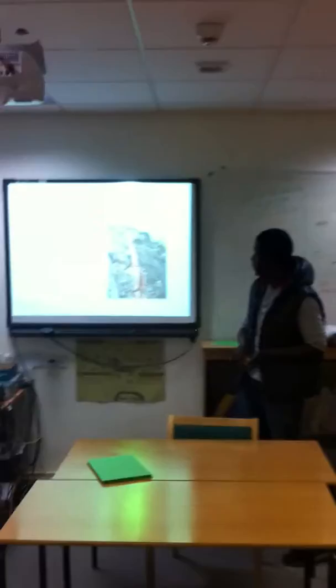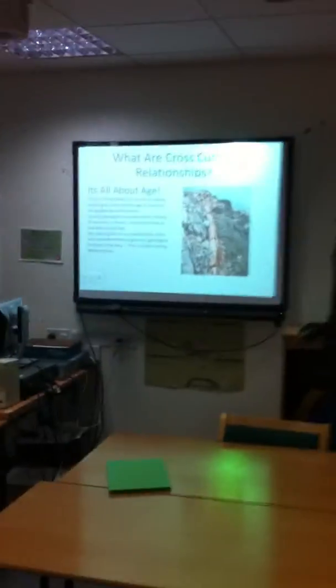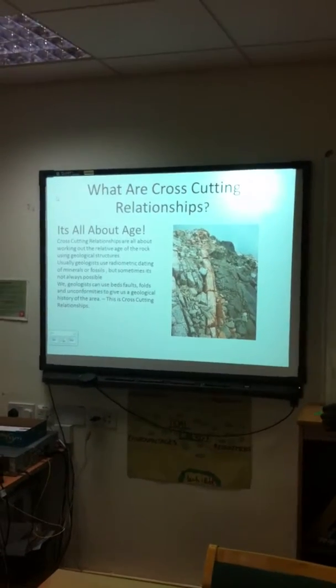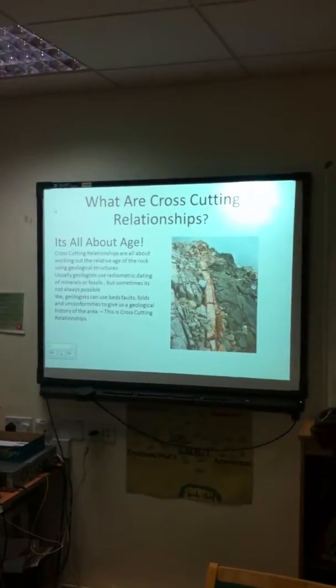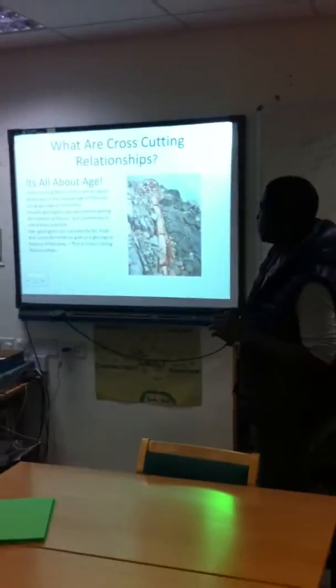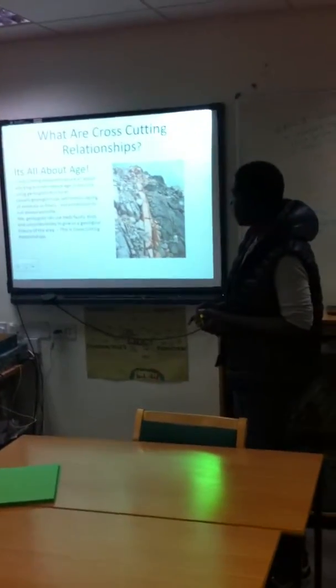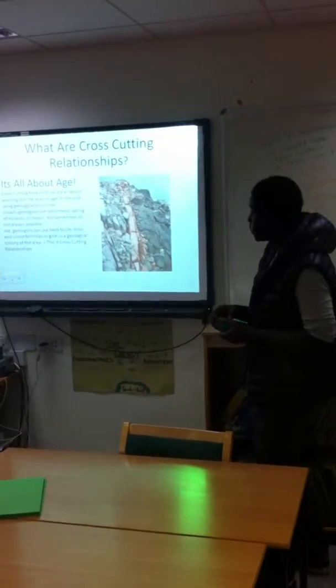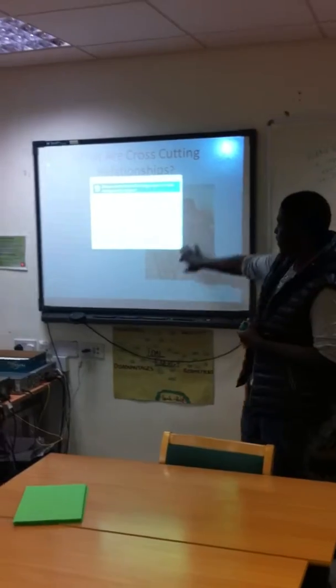Okay, so basically cross-cutting relationships are just about finding out the age of the rock where you can't do radiometric dating or look for fossils or anything like that, where it's just too difficult to do that. So basically geologists look for folds and unconformities and stuff like that to work out the history of the area.